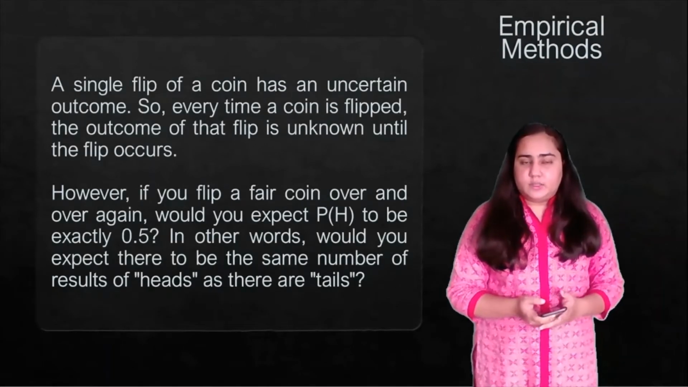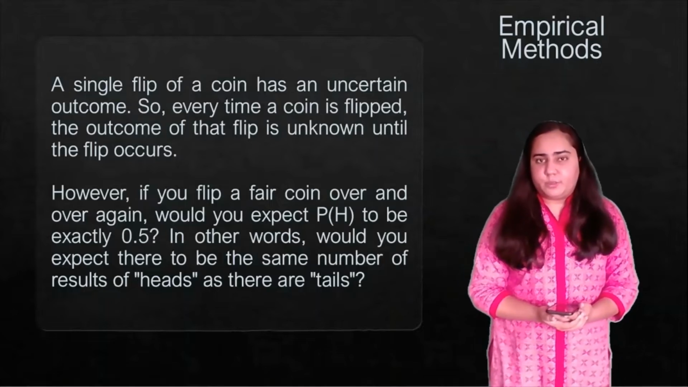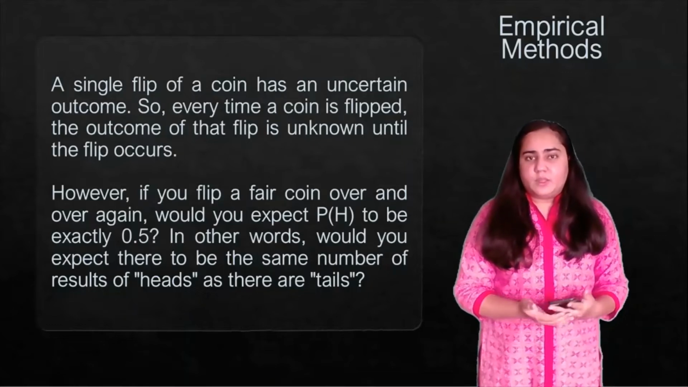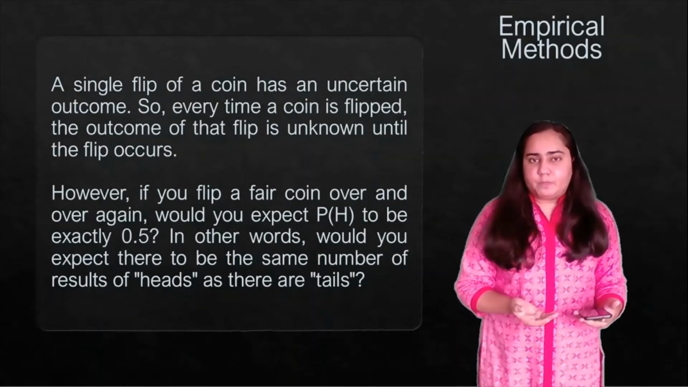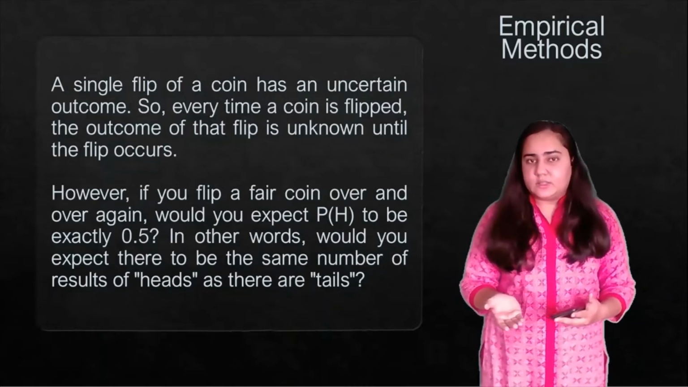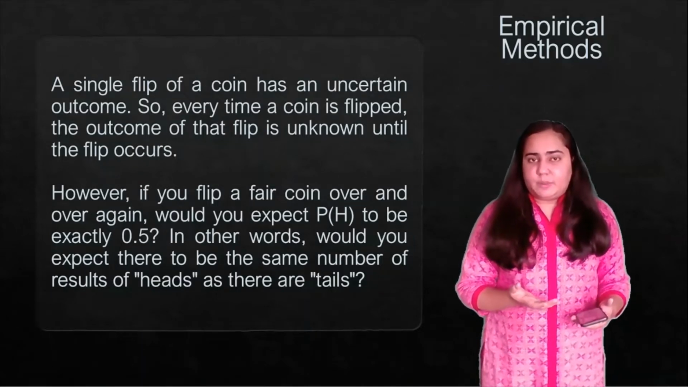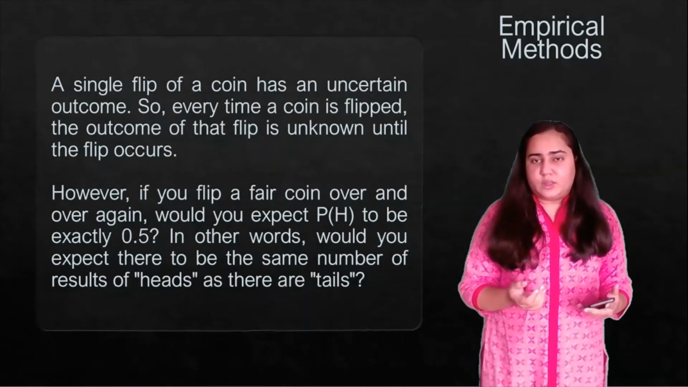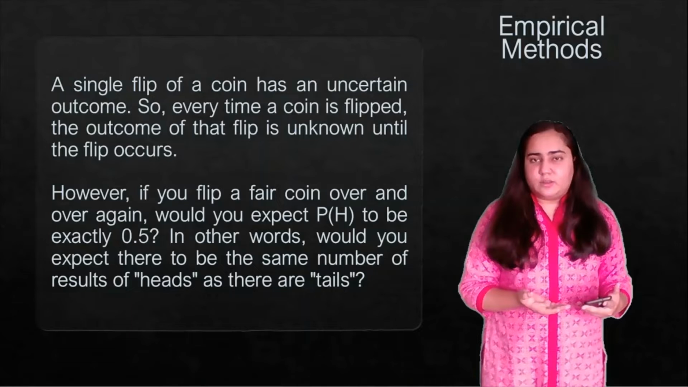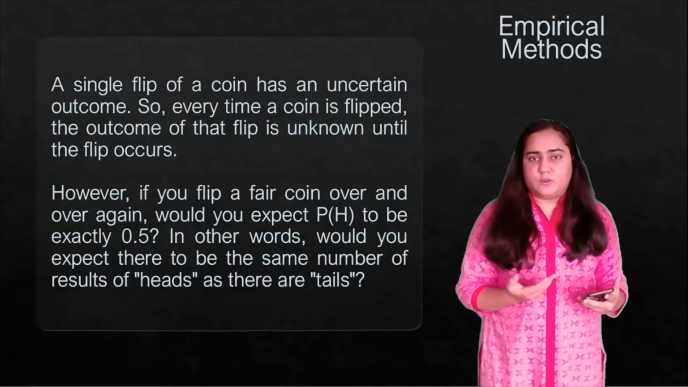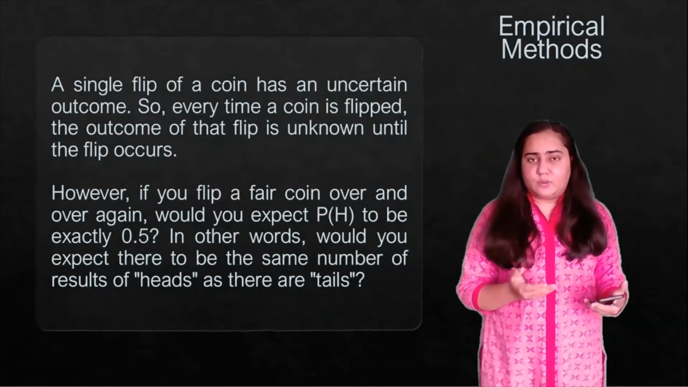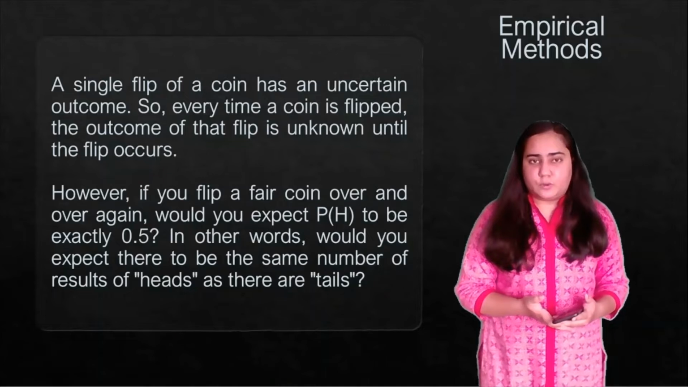Let's understand this. If you have a single flip of a coin, it is definitely an uncertain outcome. Every time a coin is flipped, whether it's going to be heads or tails is unknown till that flip actually occurs. Till the coin has been flipped and it comes back in your palm, you cannot say for sure if it is going to be heads or tails. You can find the probability of it being heads or tails, but you cannot say it for sure.